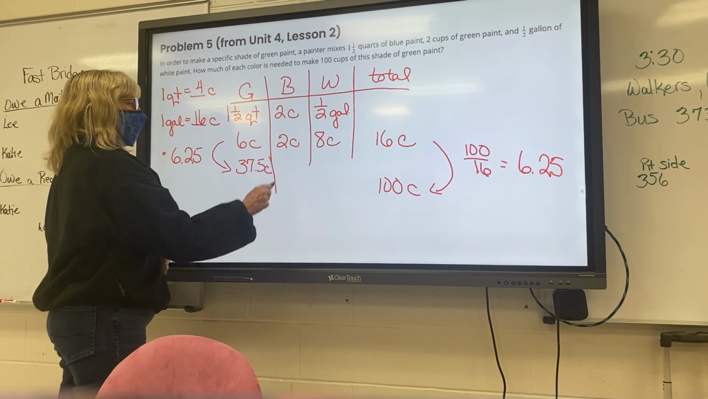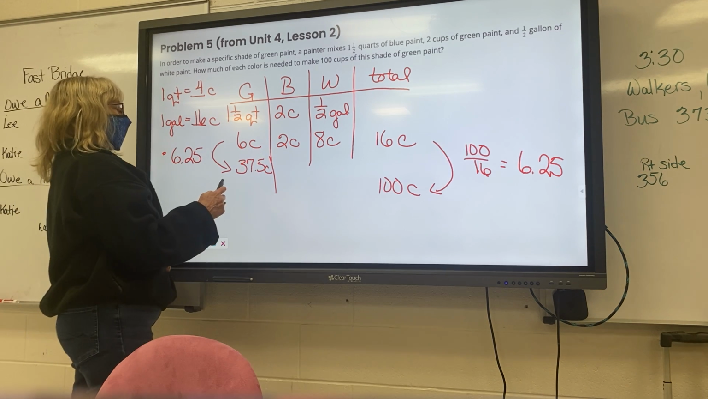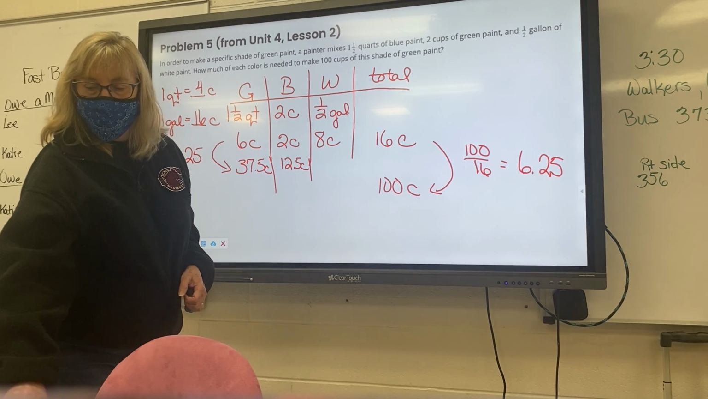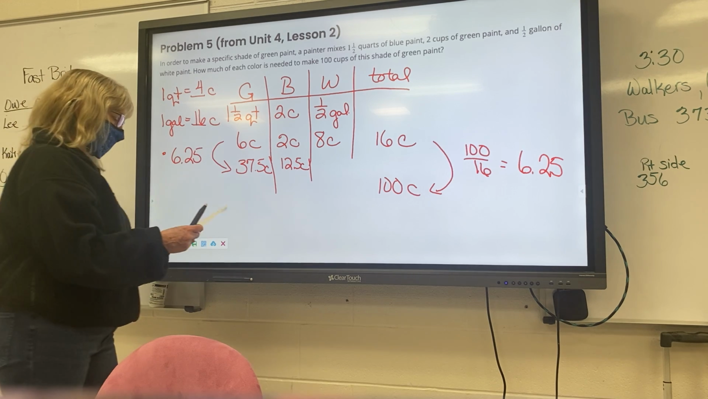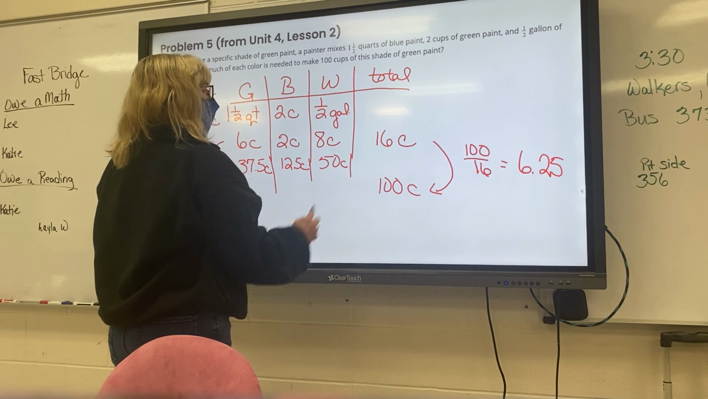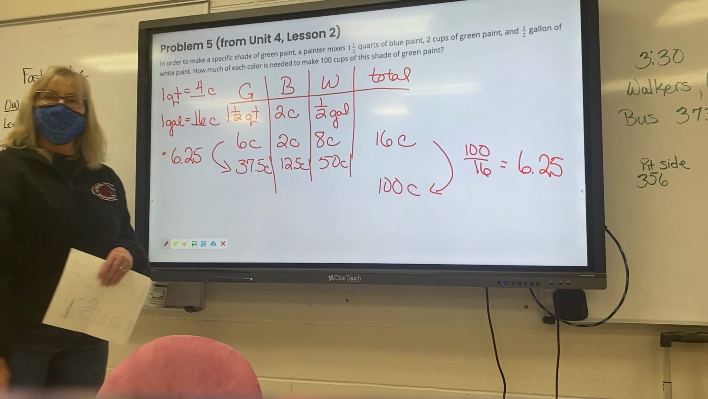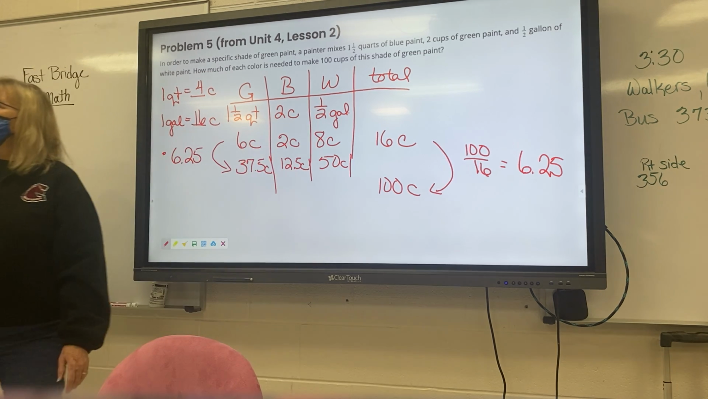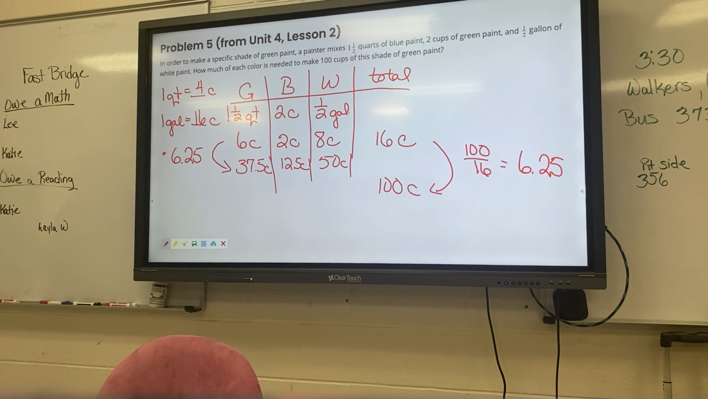So 37.5. And that's going to be cups, okay? 12.5. 12.5? Okay? 50? Is that going to give me 100? Yep. All right, it's just like yesterday's problem, but we added a little snafu in there with the different units. Whenever you're staring at different units, you're going to need to put them in the same unit, okay?